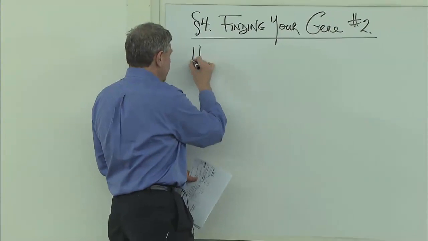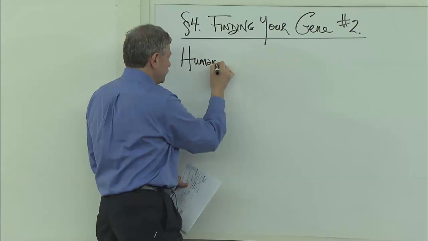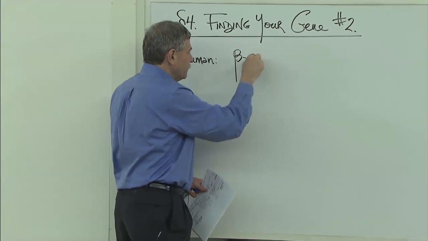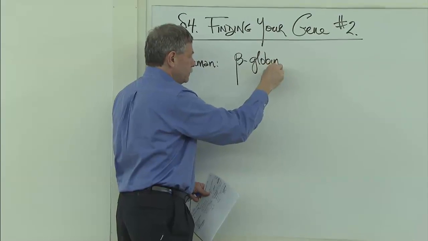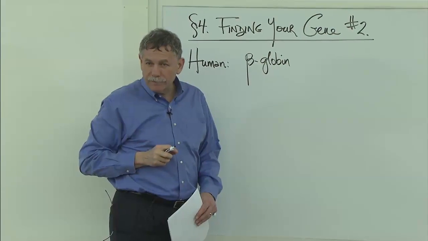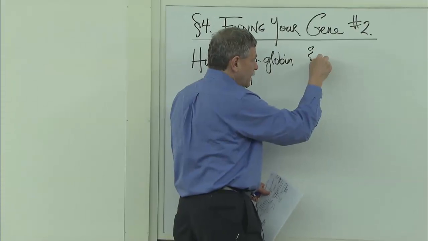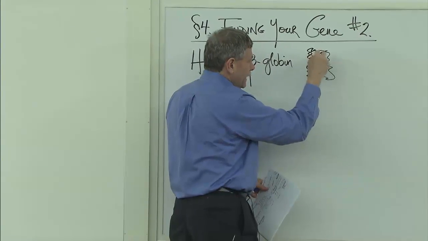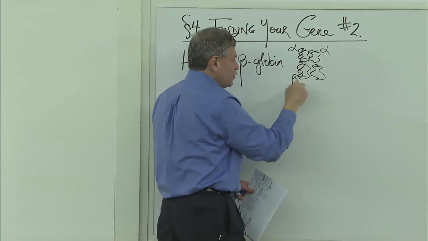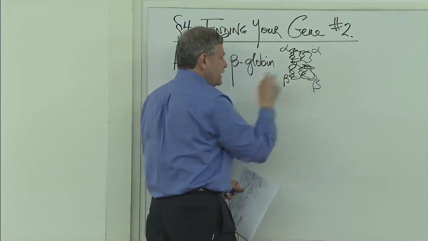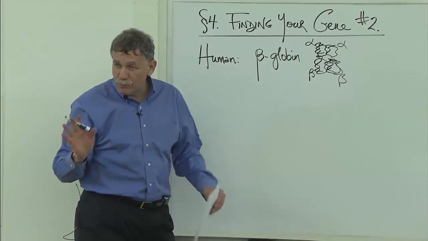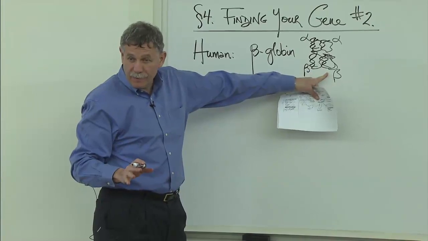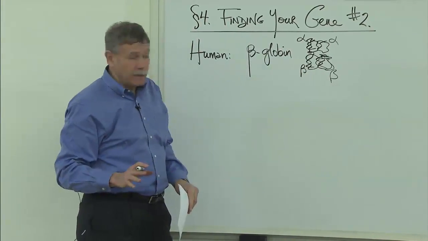I want to find a human gene now. I want to find the gene for beta globin. You'll recall, of course, we've talked a lot about beta globin. Hemoglobin has 2 alpha subunits, 2 beta subunits. It makes this tetramer, binds oxygen, very beautiful. Beta globin is one of the 2 proteins here that make hemoglobin, and it's encoded by the beta globin gene.